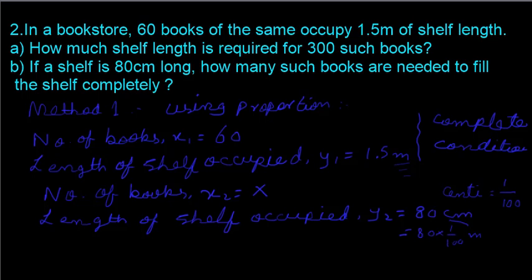M will retain its place, so it will be as it is. So now this 0 is going to cancel with this one, and I will come up with this 8 by 10. So this one will be equal to 0.8 meter. So 80 centimeter is equal to 0.8 meter.